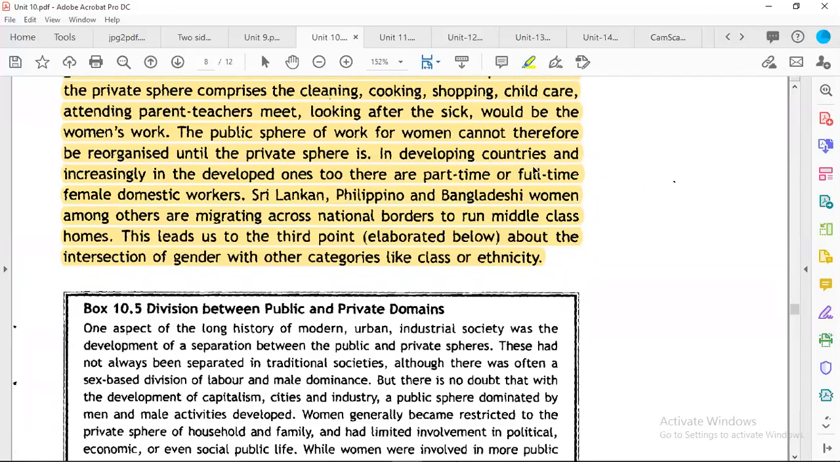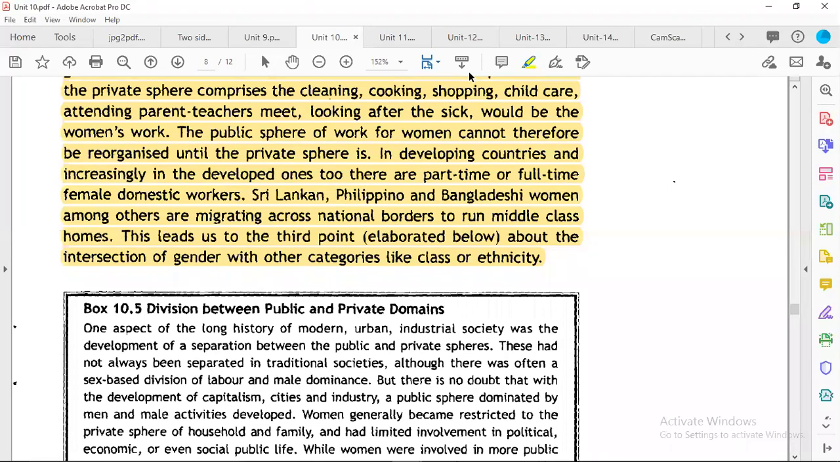what should we say? A domestic worker, domestic helper, female domestic worker. We have to notice that all domestic workers are female in nature. There is no concept in urban middle class families of male domestic workers. The domestic workers are always female, so they are not able to get jobs in corporate sectors.